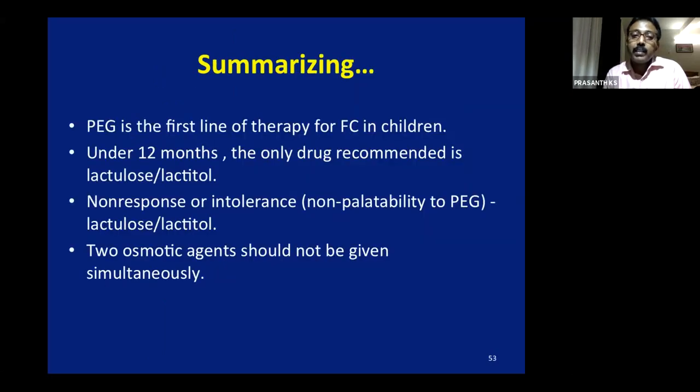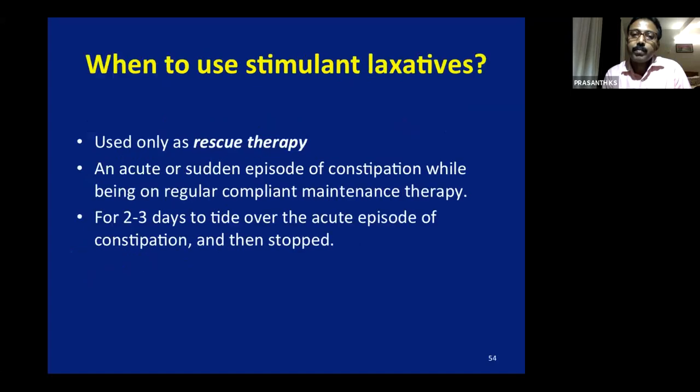So to summarize, polyethylene glycol is the first line therapy for functional constipation in children. Under 12 months of age, the only recommended drugs are lactulose or lactitol. In case of non-response or intolerance due to non-palatability of polyethylene glycol, we can switch over to lactulose or lactitol. Further, two osmotic agents should not be given simultaneously during the management of functional constipation.